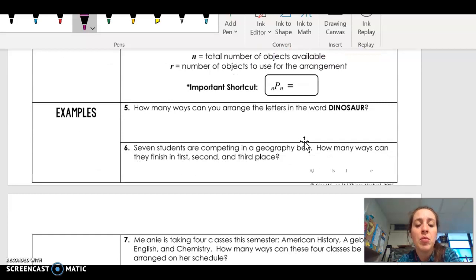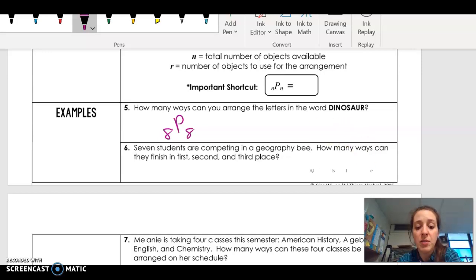So let's look at our first examples. How many ways can you arrange the letters in the word dinosaur? First we have to think, is this a permutation or is this a combination? Well, in here I see that order actually matters, because if I arrange them this way, it's a little bit different than if I arrange them another way. And you'll see some examples elsewhere. Okay, so here I notice I have a permutation, and I count that I have 8 letters in the word dinosaur, and I'm rearranging all of those letters.